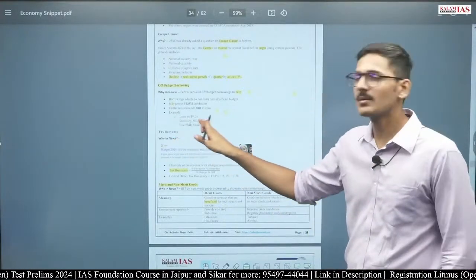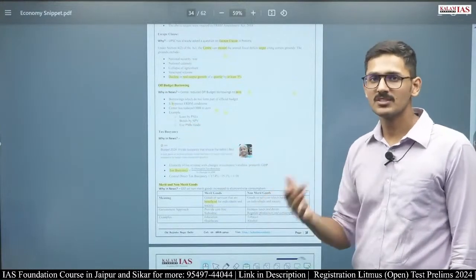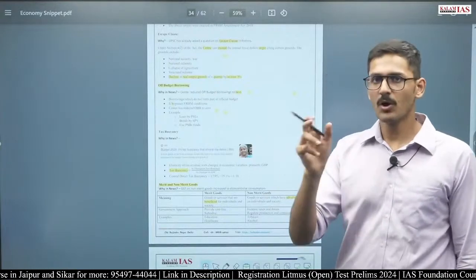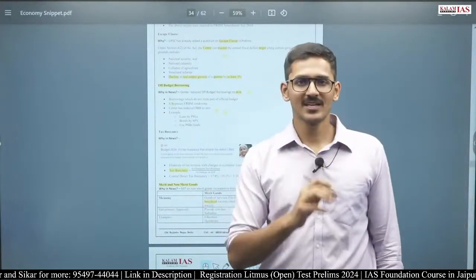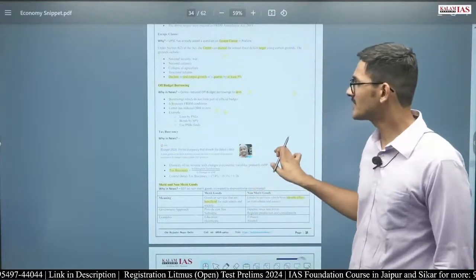For example, loans taken by the public sector enterprises, bonds issued by the special purpose vehicle. For example, smart cities have special purpose vehicles. So Ajmer smart city might issue a bond which is not reflected in the balance sheet of the Government of India. Use of public sector banks' funds.